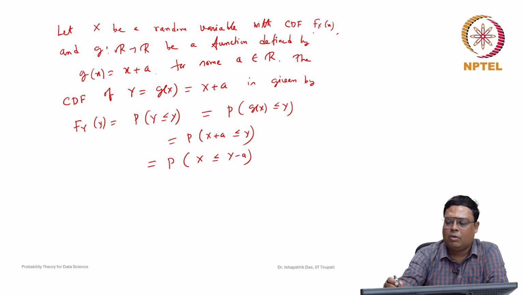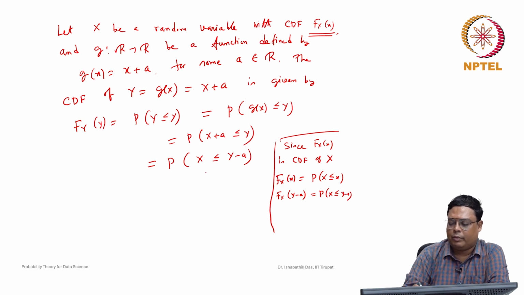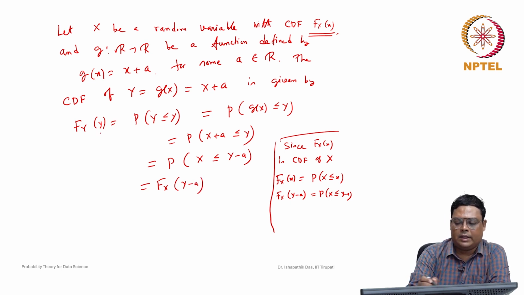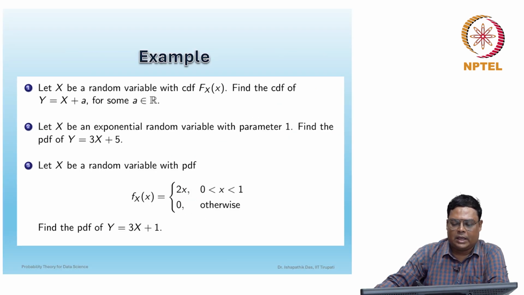Now what is this? Because we know the cumulative distribution function F(x), since F(x) is the CDF of X. What does it mean? F(x) is nothing but the probability that X is less than or equal to x, where x is any real number. So if you put this real number y minus a, F(y minus a) is nothing but the probability that X is less than or equal to y minus a. Since we know F(x), we can write F(y minus a). That's why for any particular value of y, we know this function, so we can find the cumulative distribution function of Y.